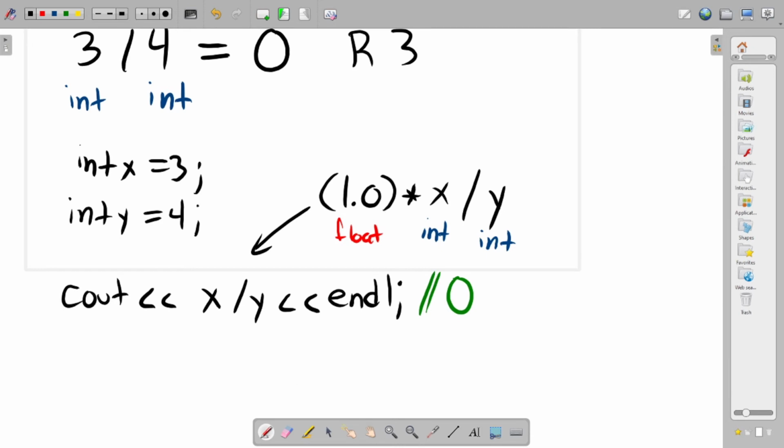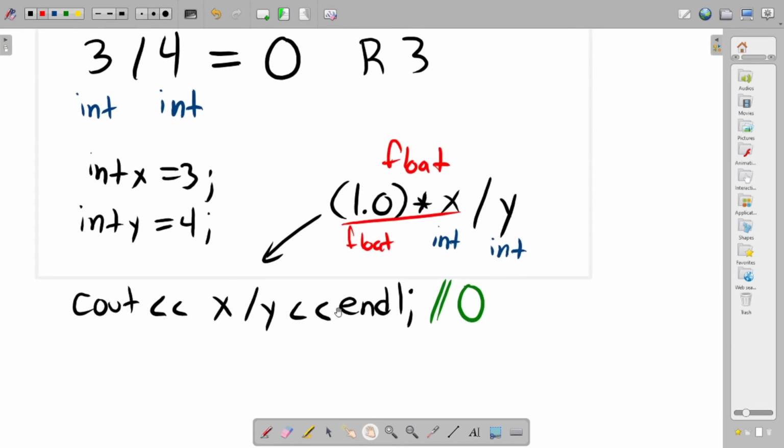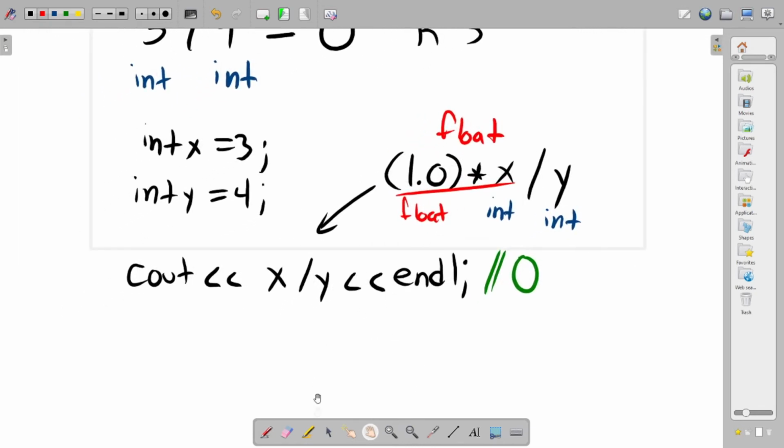What this will do, though, so we were saying we want this to be a float output rather than an integer. One way to do that is to just multiply by the number 1.0, and that will work because a float times an int is a float, right? So this will multiply x by 1, which is still x, right? But it will change it to a float because it's doing float by integer arithmetic. And then it's going to do a float divided by an integer, which is also a float. So this will give you a float output, and it will give you 0.75 if I did it here.